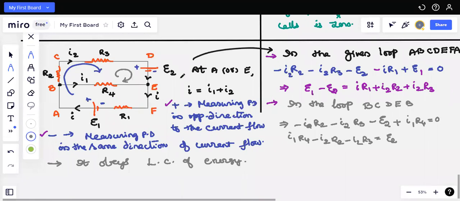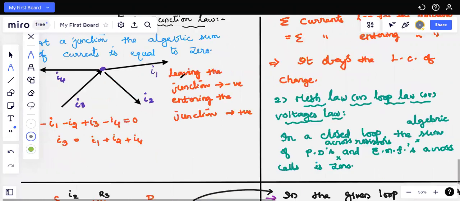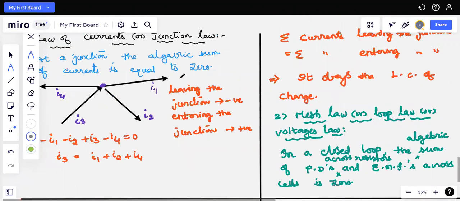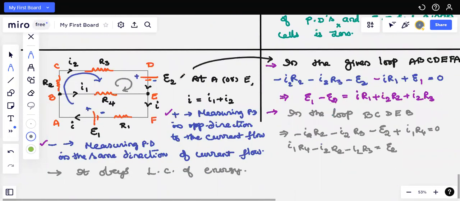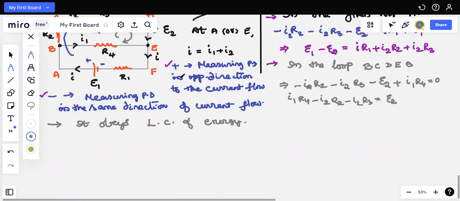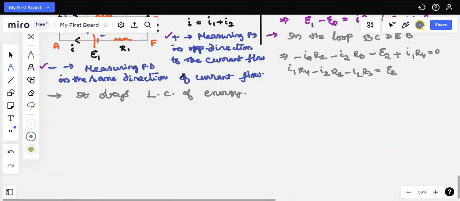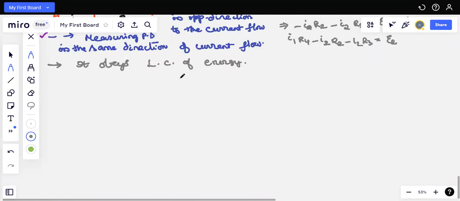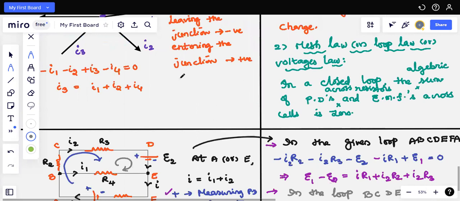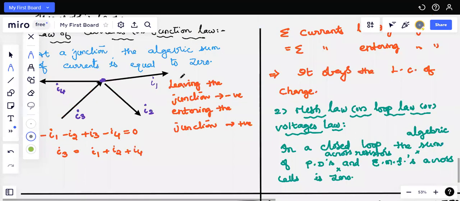Kirchhoff's first law, that is the junction law, means the algebraic sum, that is, the sum of currents entering is equal to the sum of currents leaving, and the mesh law: the algebraic sum of PDs and EMFs in a closed loop equals 0. These two laws we are going to apply now. Follow Kirchhoff's first law and second law, junction law and mesh law.